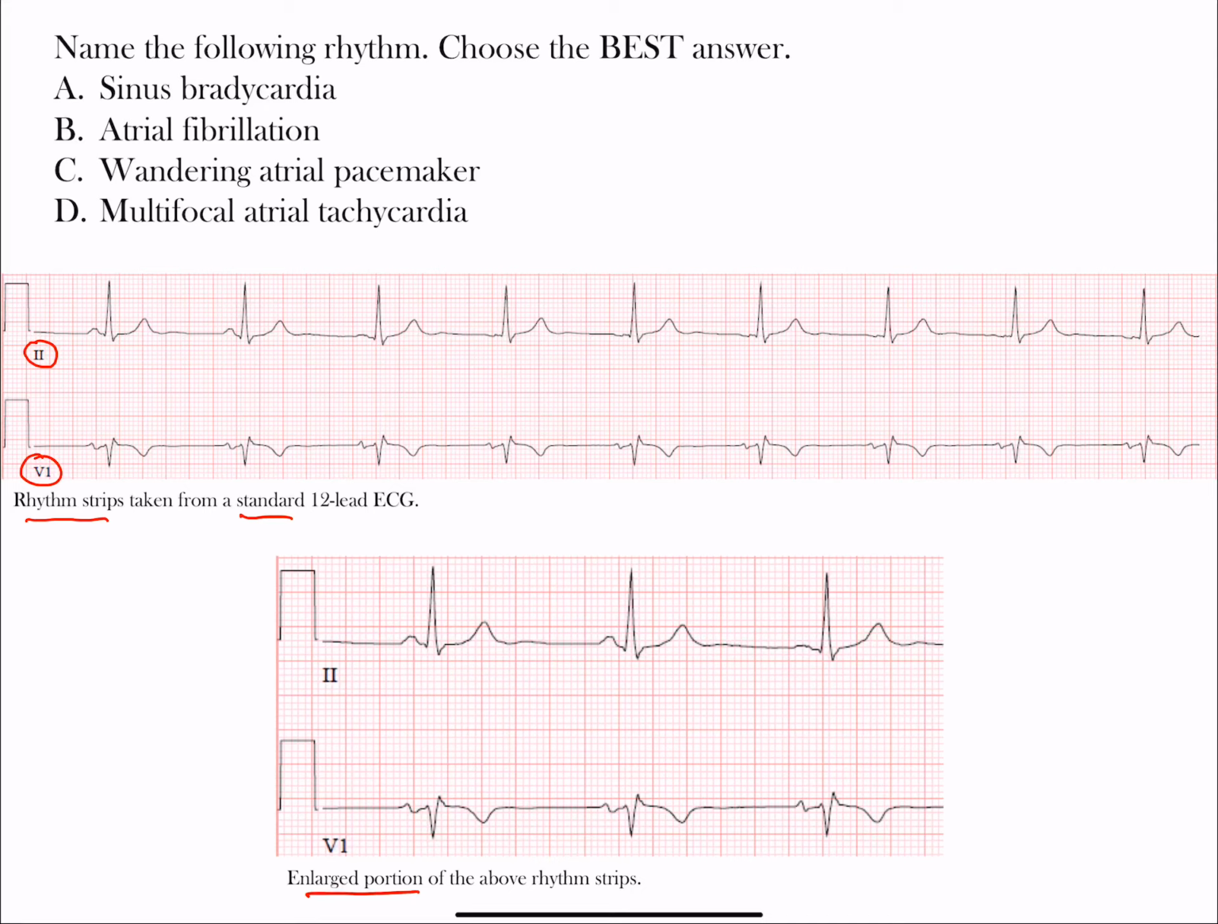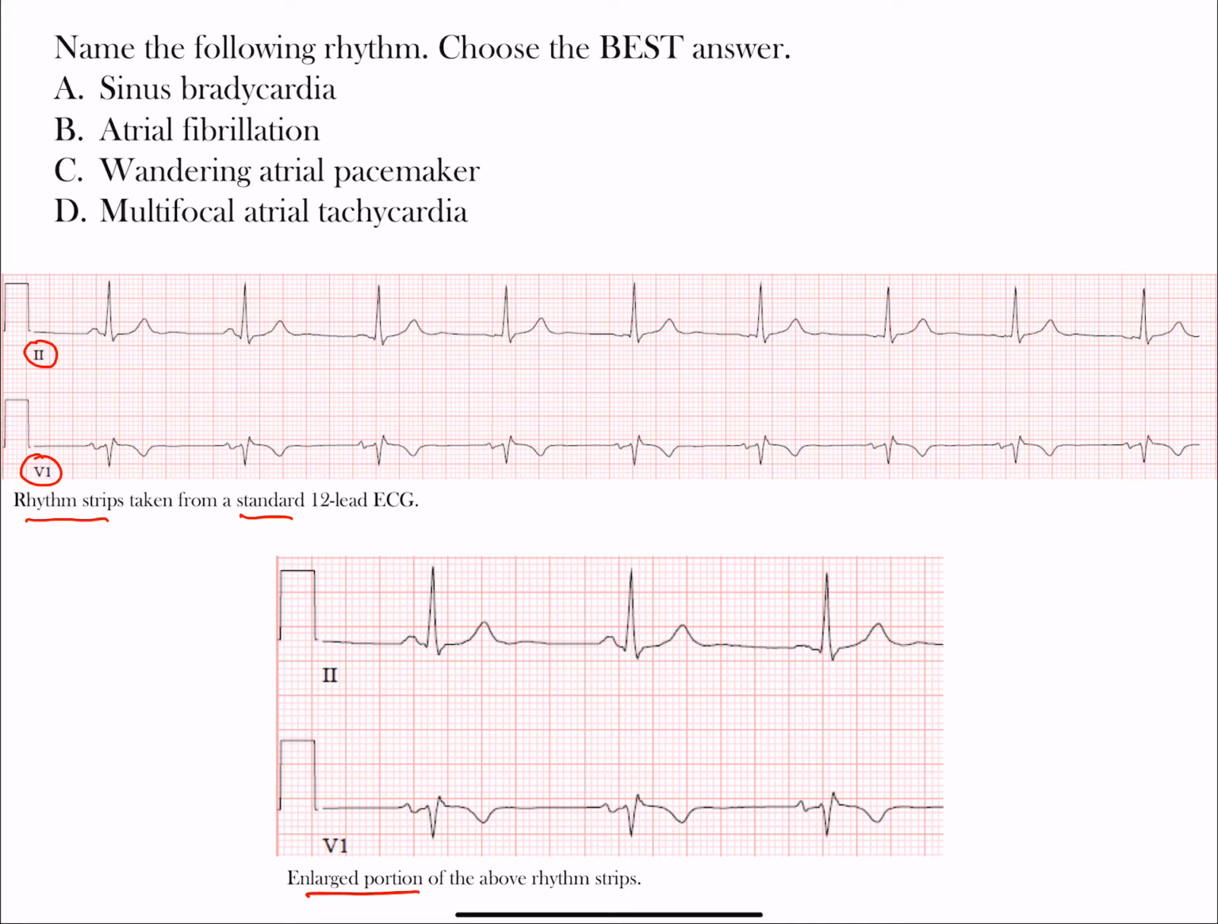So what I want you to do is pause the video, take a moment to look at it, and choose the best answer, what you think is right, on your own. When you're ready, restart the video and we'll go through it together. All right, so hopefully you had a chance to give it a shot. So let's go through these one at a time.